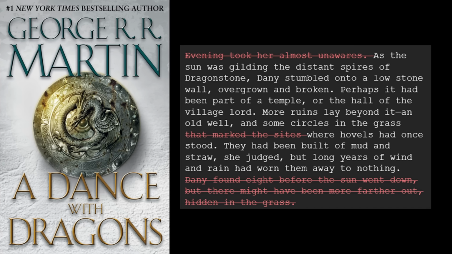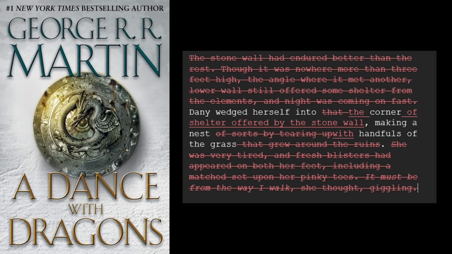They had been built of mud and straw, she judged, but long years of wind and rain had worn them away to nothing. Dany wedged herself into the corner, making a nest with handfuls of the grass. The night was cold, the ground hard, her belly empty. She found herself thinking of Marine, of Dario, and blah blah blah. We get back into his writing. But do you see how this flows a lot better, and we get rid of a lot of the really slow pacing and unnecessary information.